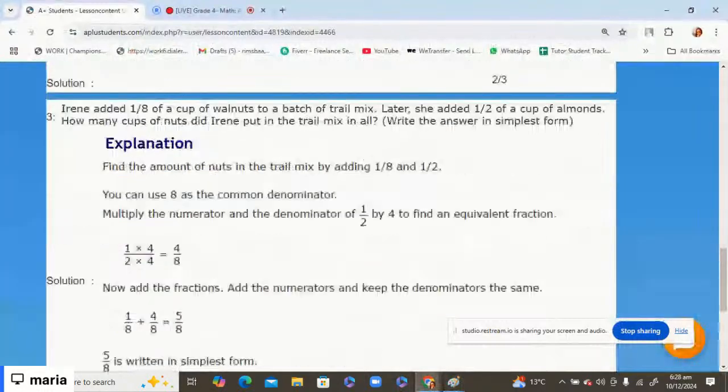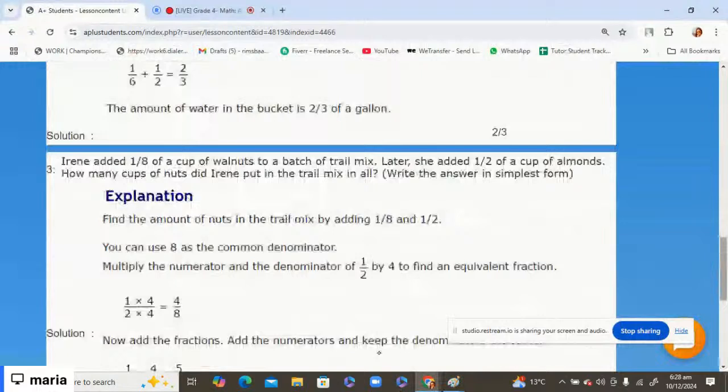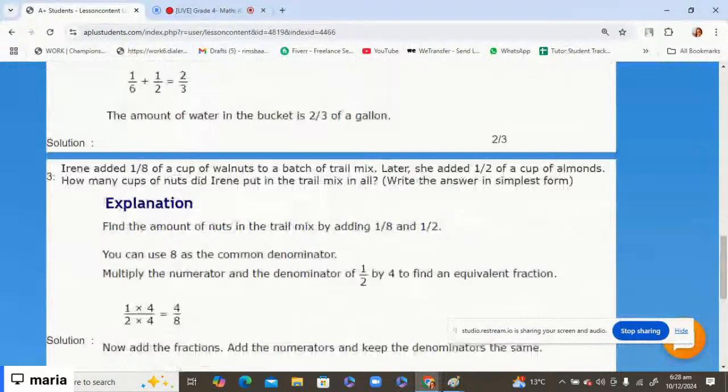Very good. Now I'm going to read a question, then you guys solve it and tell me the answer. Irene added 1/8 of a cup of walnuts to a batch of trail mix. Later, she added 1/2 of a cup of almonds. So how many cups of nuts did Irene put in the trail mix in all? So we are going to use in all. So 1/8 and 1/2, you're going to add up and then tell me the answer. Hurry up, everyone.